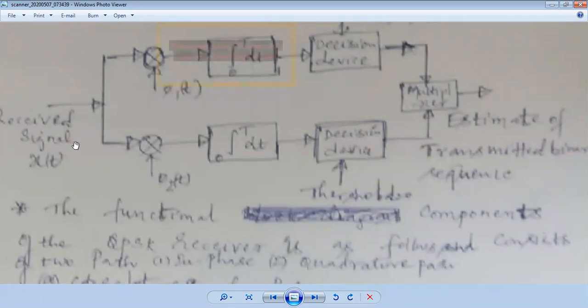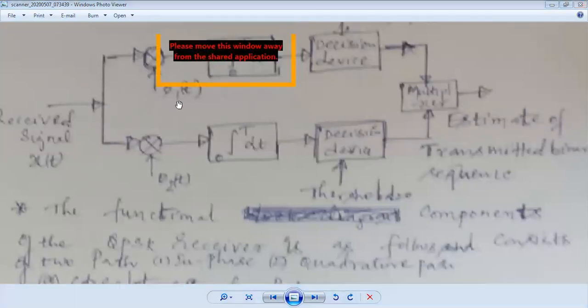Look back here, in QPSK two signals have to be generated. Whatever the receiver receives, each branch goes to a different basis function, phi 1 and phi 2, and is integrated. The decision devices will check the information: x1 of t compared with the decision threshold 0, and x2 of t compared with the decision threshold 0. These will be multiplexed to give the estimate.